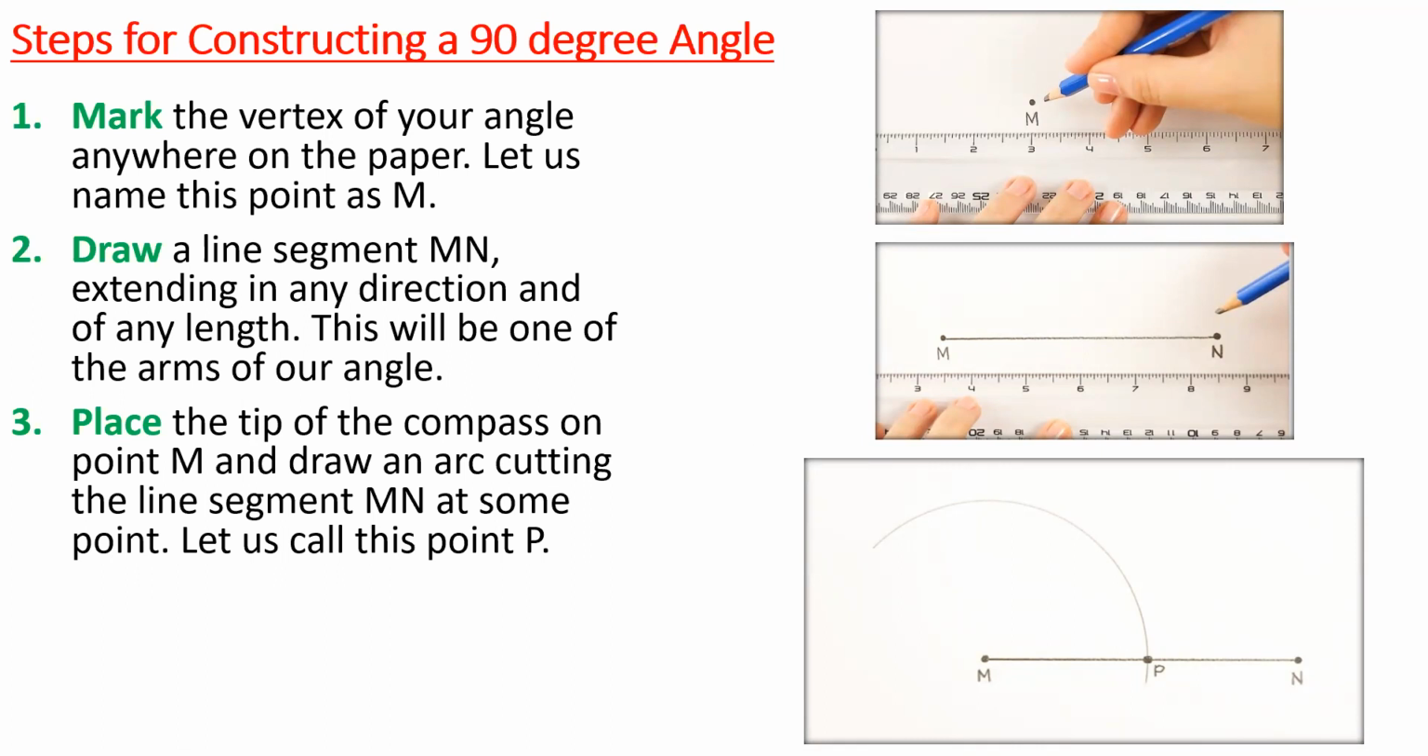Yes, so steps for constructing a 90 degree angle. One, mark the vertex of your angle anywhere on the paper. Let us name this point as M. Two, draw a line segment MN, extending in any direction of any length. This will be one of the arms of our angle. Three, place the tip of the compass on point M and draw an arc cutting the line segment MN at some point. Let us call this point P. Very good. Thank you, Brianna.